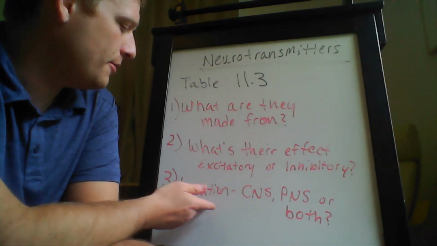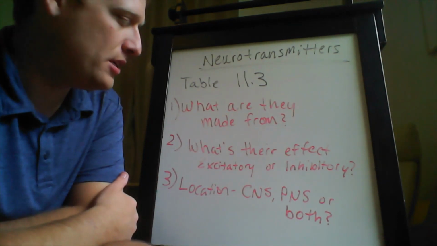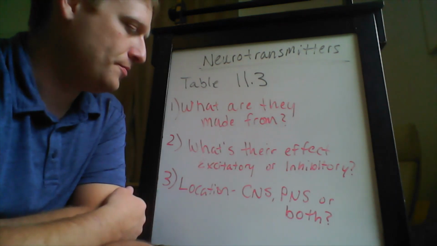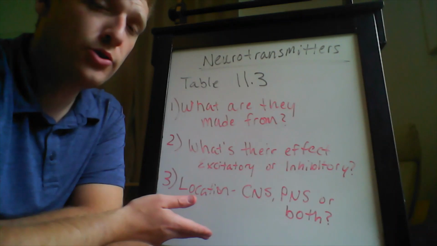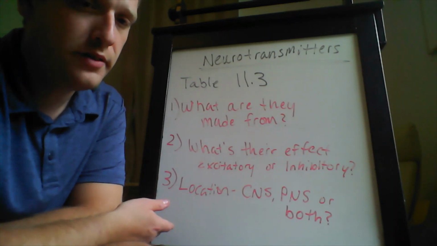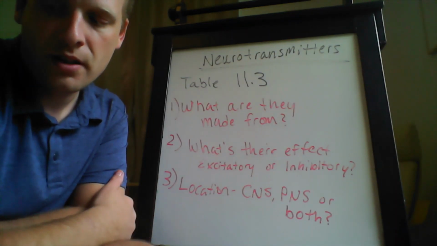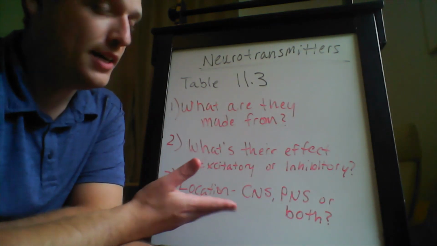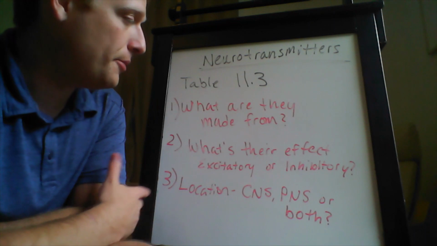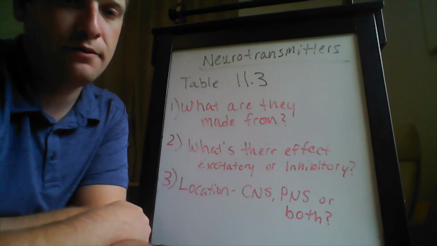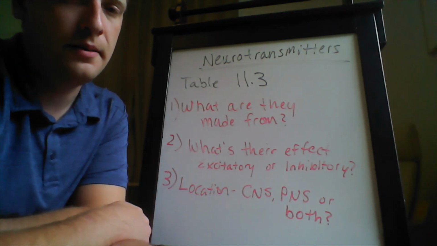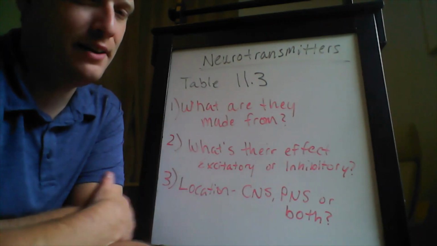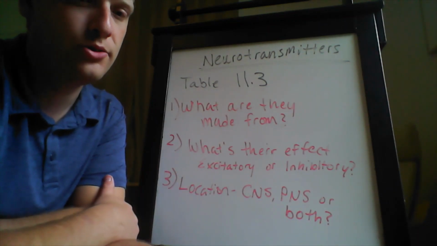And then the last thing I would like you to know about the neurotransmitters in particular is, are they going to be used in the central nervous system, the peripheral nervous system, or both? Many of them are going to be both, but some are just one or the other. So I would like you to take a look at that information as well. And that should sum up basically all the information that I would like you to know about neurotransmitters.